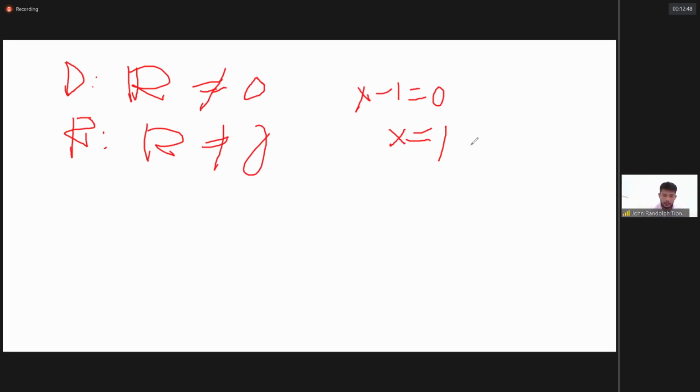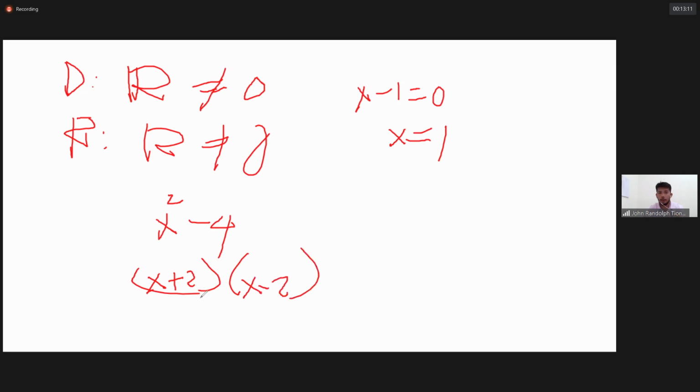And how about letter C there, guys? x plus 1 over x squared minus 4. So, yung denominator natin is a quadratic function. Then, we can factor that out, yung x squared minus 4, magiging x plus 2 times x minus 2. So, therefore, what's the domain?